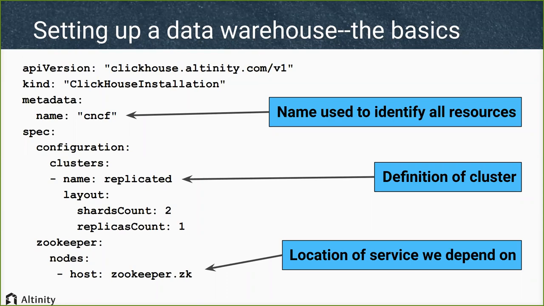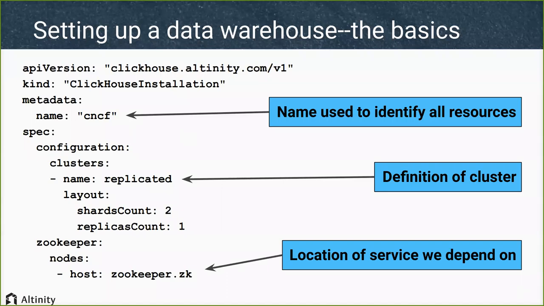So this is what a typical ClickHouse installation resource looks like. So we have a name, for example. The clusters are all going to have CNCF in the name. We're going to define what are called clusters, which are basically layouts of data inside the data warehouse. We have one called replicated in this case. And then we're going to give some simple directions of how many shards we would like to have and how many replicas on each of those shards.